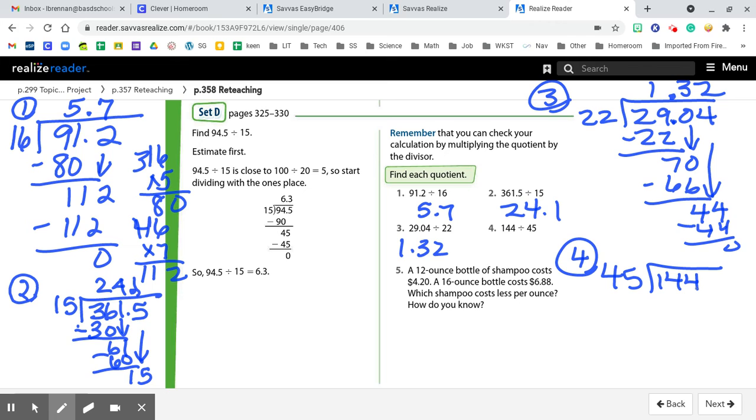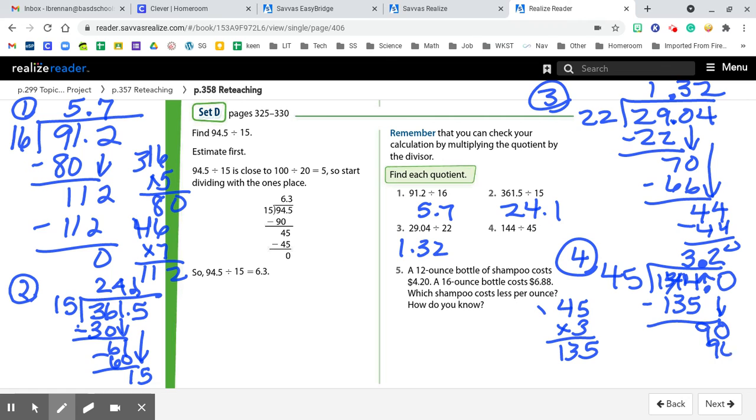And number 4, 45 goes into 144. Let's see. I'm going to try 3. Make sure that's not too much. Yeah, that's good. So 135. Subtract. Remember, you might have to borrow. And I have nothing to bring down, but I cannot have a remainder, so I'm going to have to annex my 0. And that's what they were talking about. Sometimes you need to add a 0. Bring down a 0. 45 times 2 is 90. The decimal just scoots right up there. And our answer's done, 3.2.